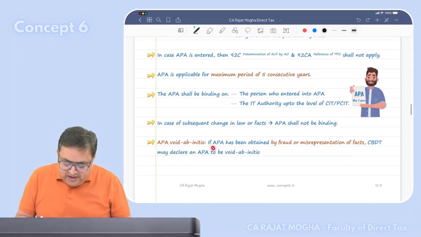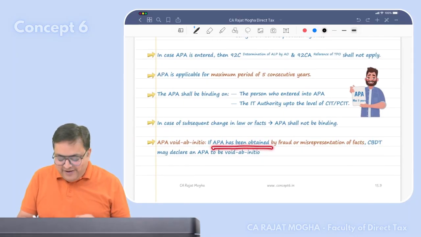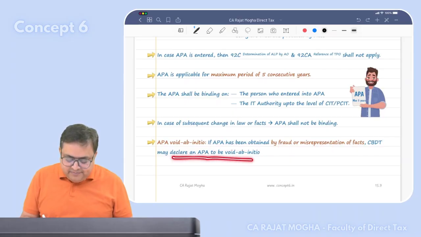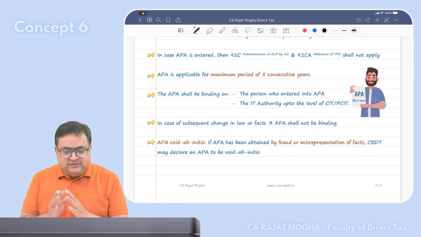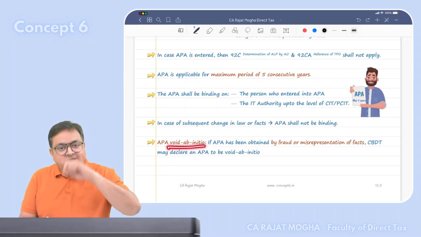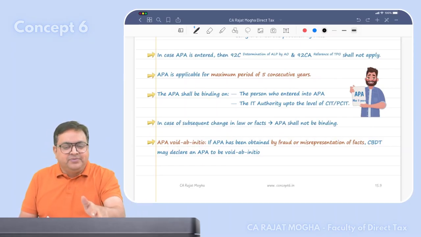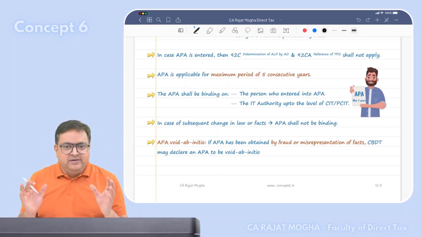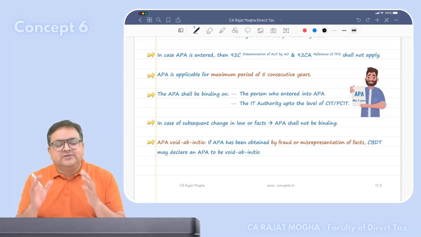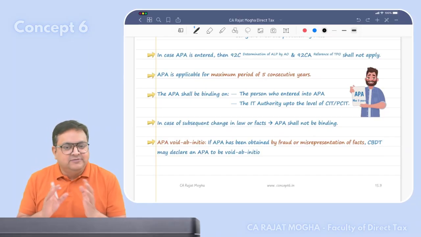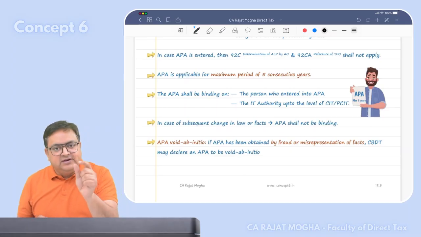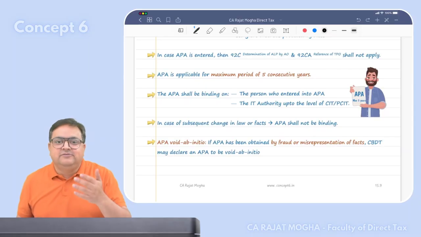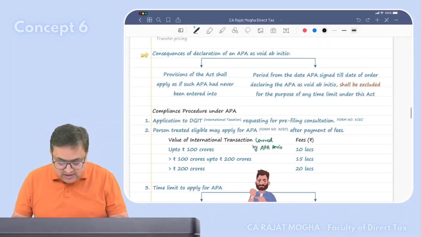So if the APA has been obtained by way of fraud or misrepresentation of fact, then the CBDT may declare the APA to be void ab initio. It would be declared void ab initio, and from the very beginning we will cancel this APA. And what will the effect? We will assume as if this APA was never there, and all your assessment and reassessment will happen. And if there is any time limit which has expired, it doesn't matter. We will give you whatever time has been wasted. All these time limits will be increased by the amount of time which has been wasted.